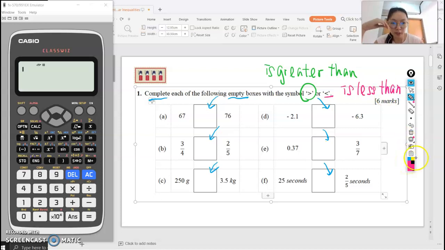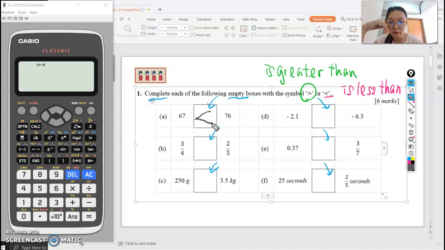67 and 76. Which one is bigger? This is simple, yeah? So 76 is greater, 2 dots. 67 is smaller, 1 dot. You connect it up, becomes 67 is lesser than 76.